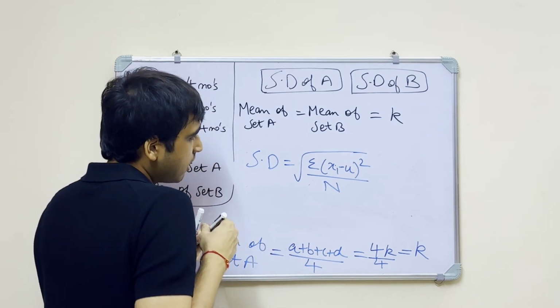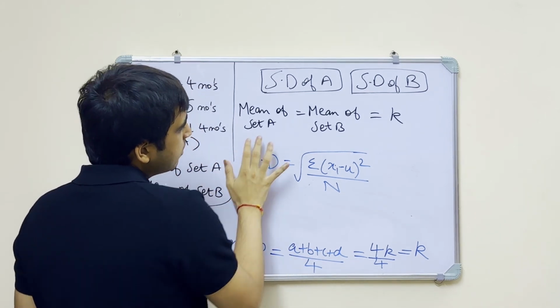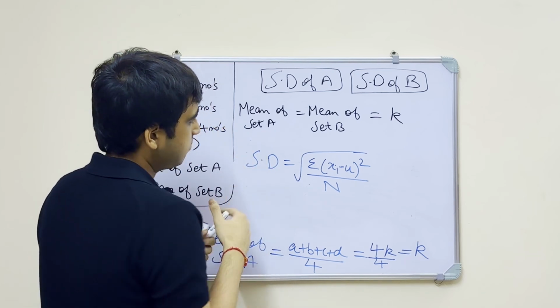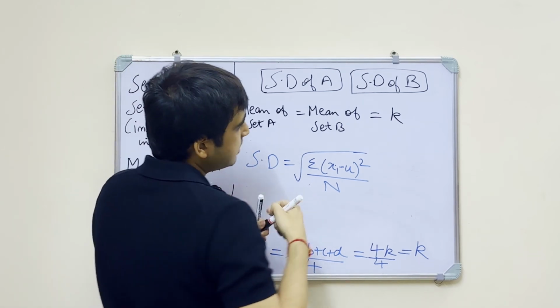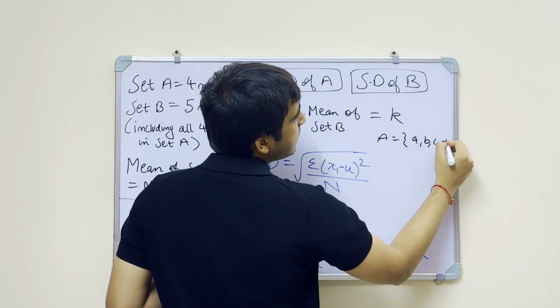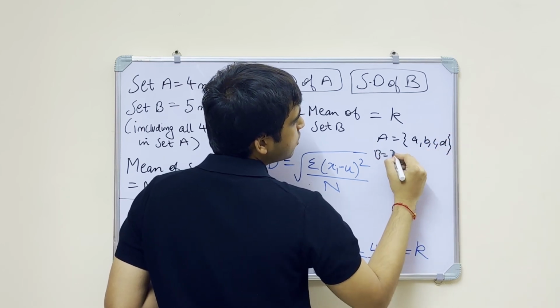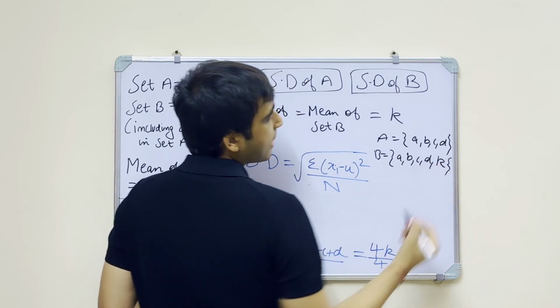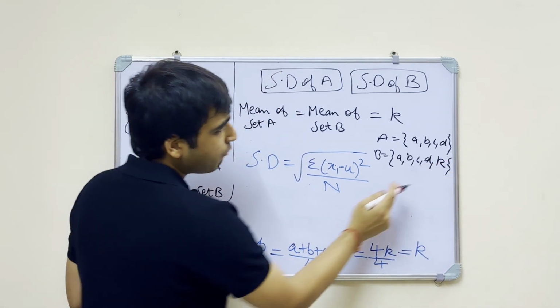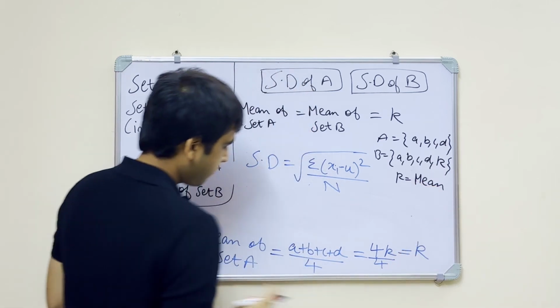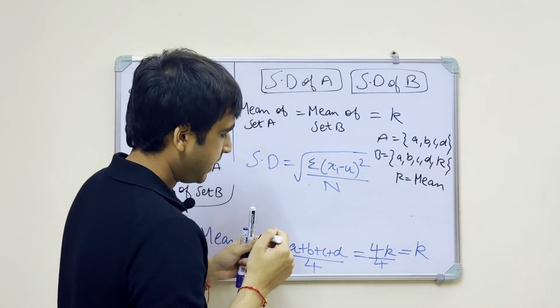Okay. Now tell me one thing: the standard deviation of set A. What is set A? Set A is equal to A, B, C, D, and set B is equal to A, B, C, D, K, right? And what is K? K is equal to the mean. We just found out that the mean is equal to K, right?